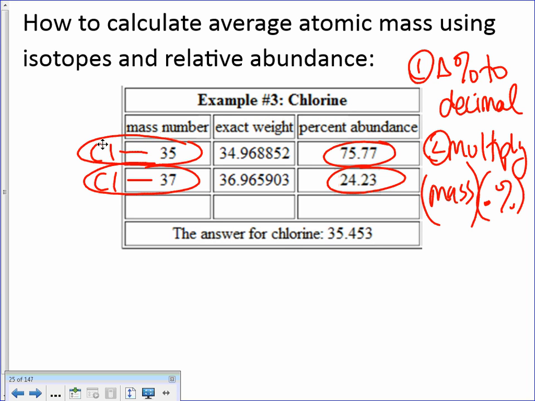So we take our decimal, so instead of being 75.77, it's going to be 0.7577. This one's going to be 0.2423. We're going to multiply these together, and after that, we're just going to sum them. And that's it. 3-step process. It's not hard at all.